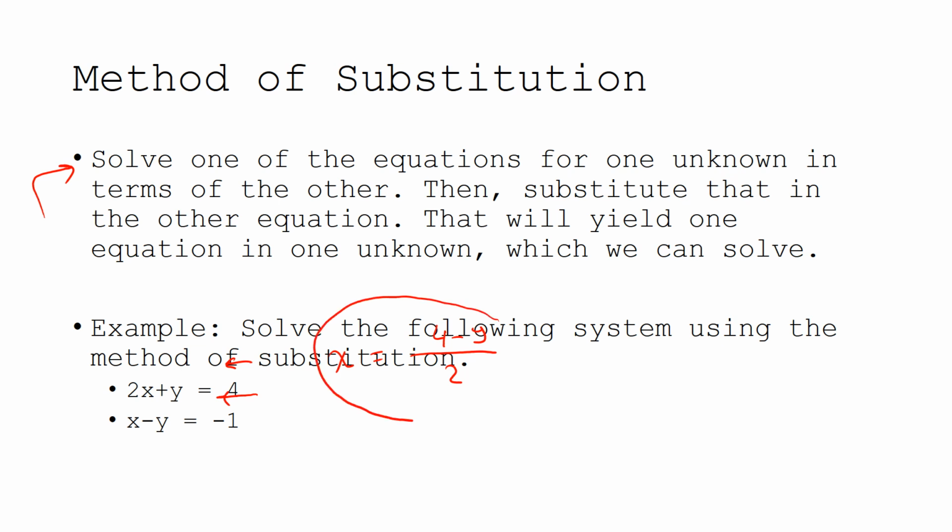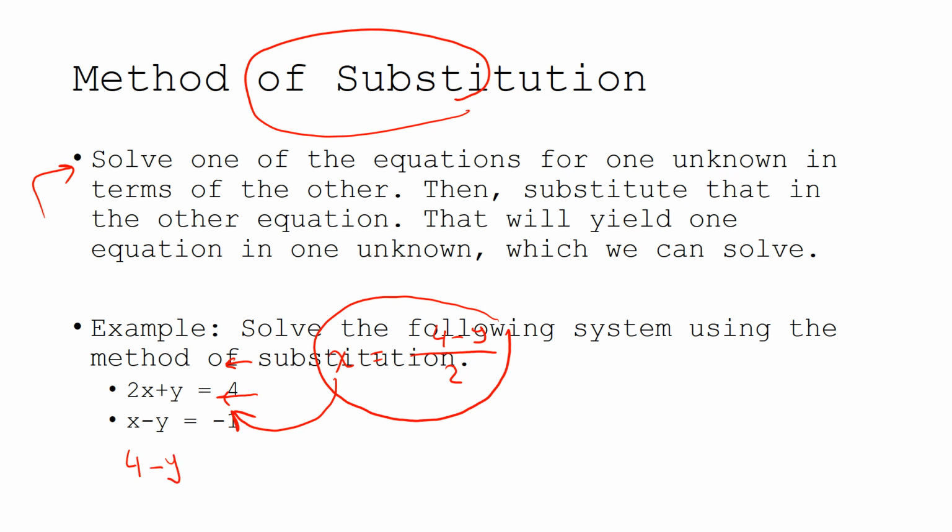Once I have this expression for x, I'm going to substitute it into the second equation. So in the second equation, I have x, so (4 minus y) over 2. So this is x, and then minus y, so what we have here is x minus y equal to negative 1. So now the second equation, after substituting what we have for x, is one equation in one variable, which is y. We can solve for y. Once I have a solution for y, I can substitute y back into that expression for x, and this completes my solution.